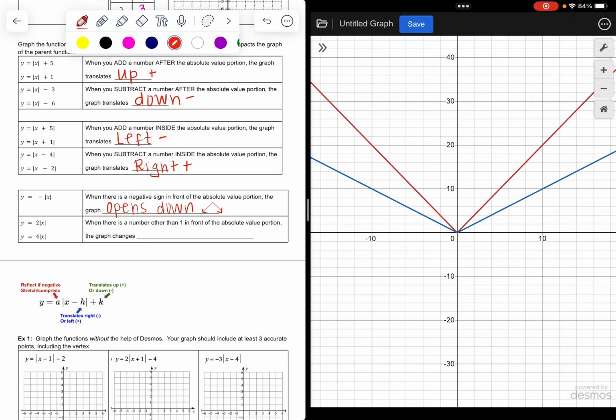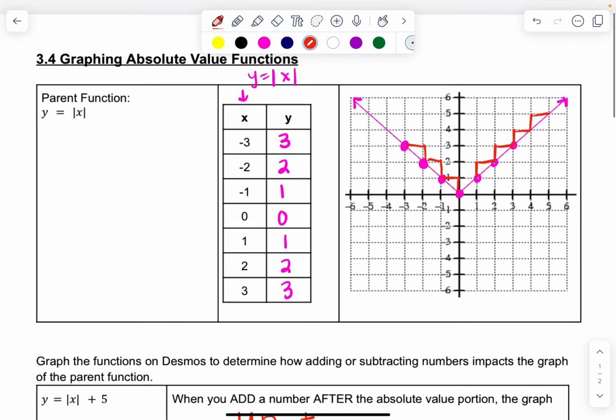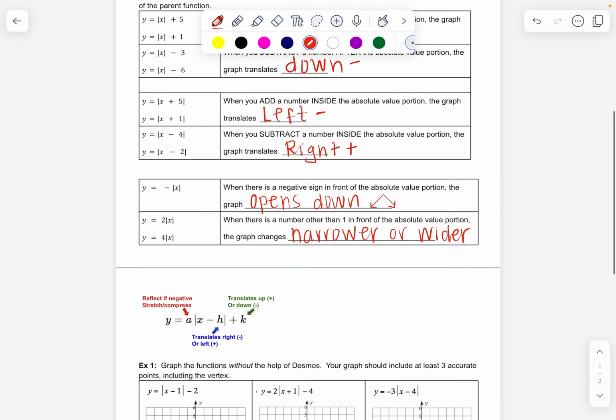So if there's a number other than 1 in front of the absolute value portion, the graph changes. It either gets narrower or wider. And that's because of the slope. We talked about this when we graphed it, we said it had a slope of 1. So if there's a number in front, that means the slope is going to change, which is going to change whether the graph is narrower or wider than the original.